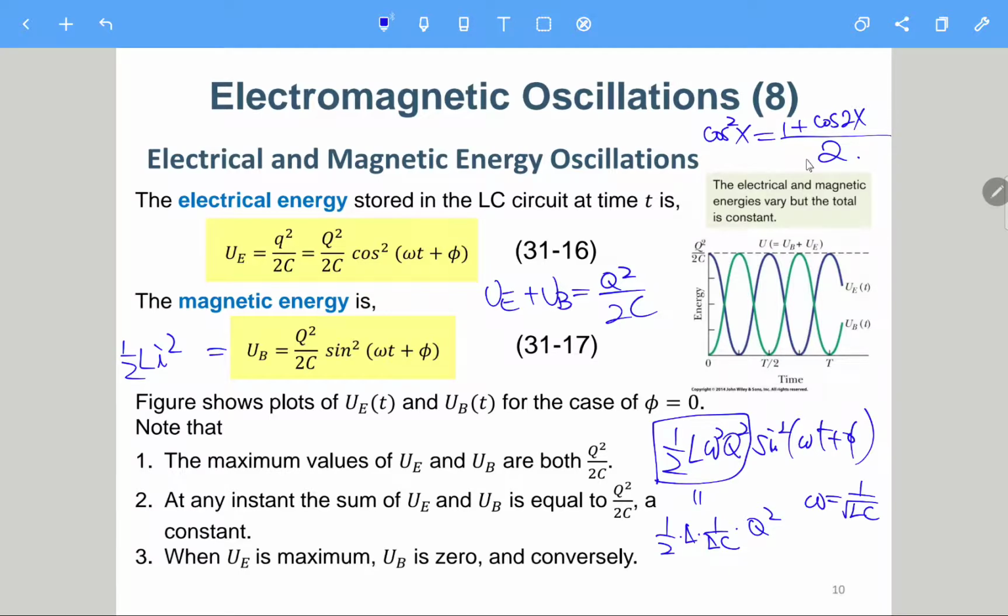Yeah, so like this. And similarly, sine square of x is 1 minus cosine 2x over 2. So when you add them together, this term and this term cancel. So 1/2 plus 1/2 is 1. So cosine square x plus sine square of x is 1. So we have the expression like this and the figure like this.